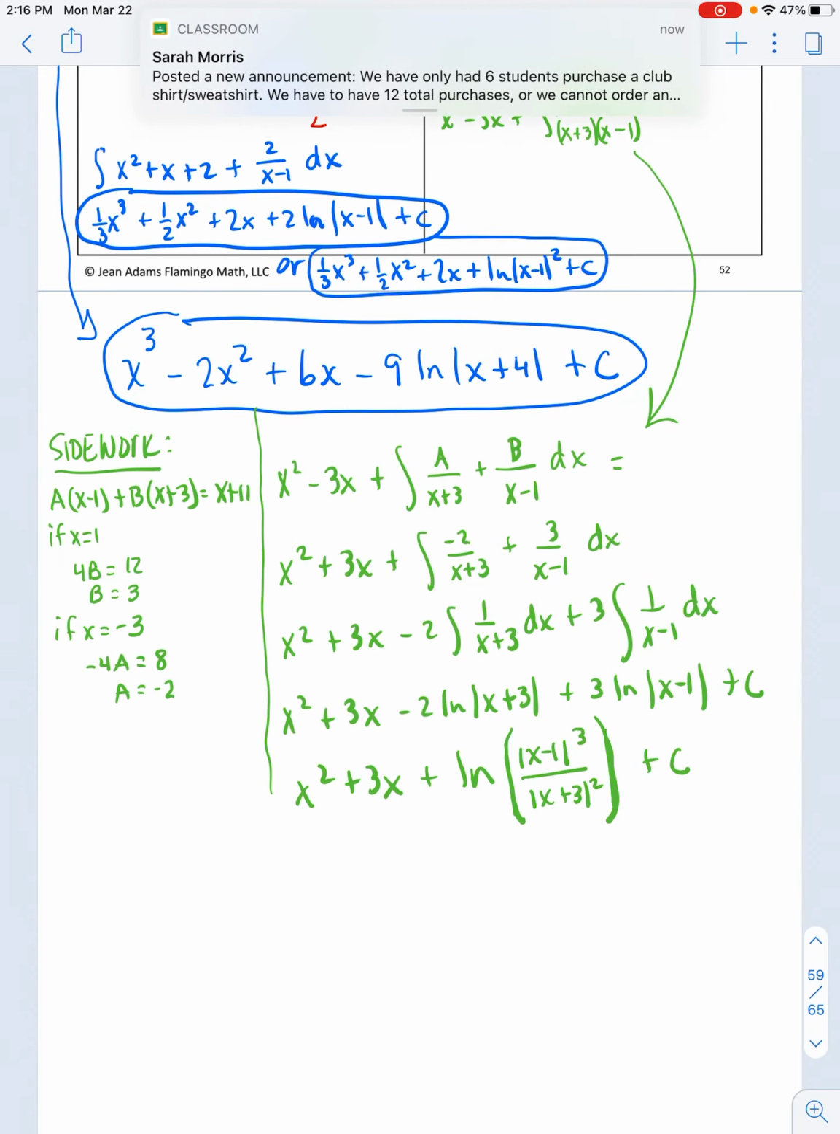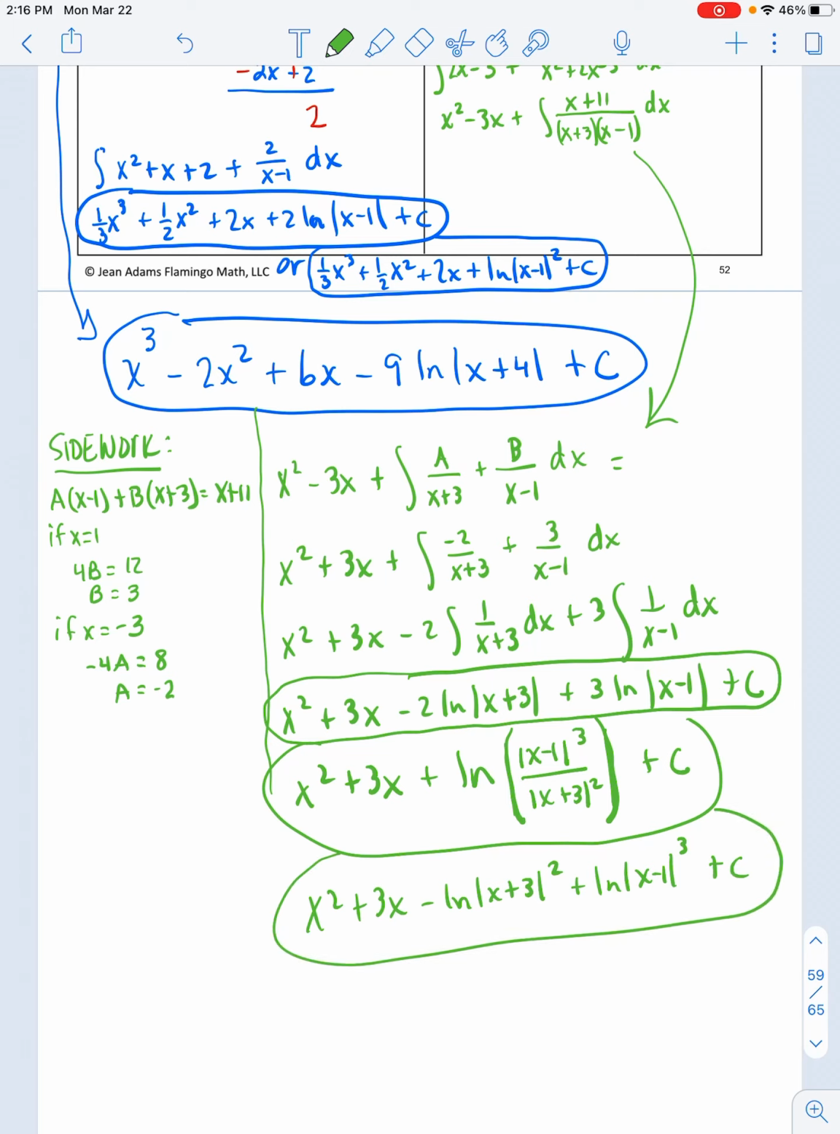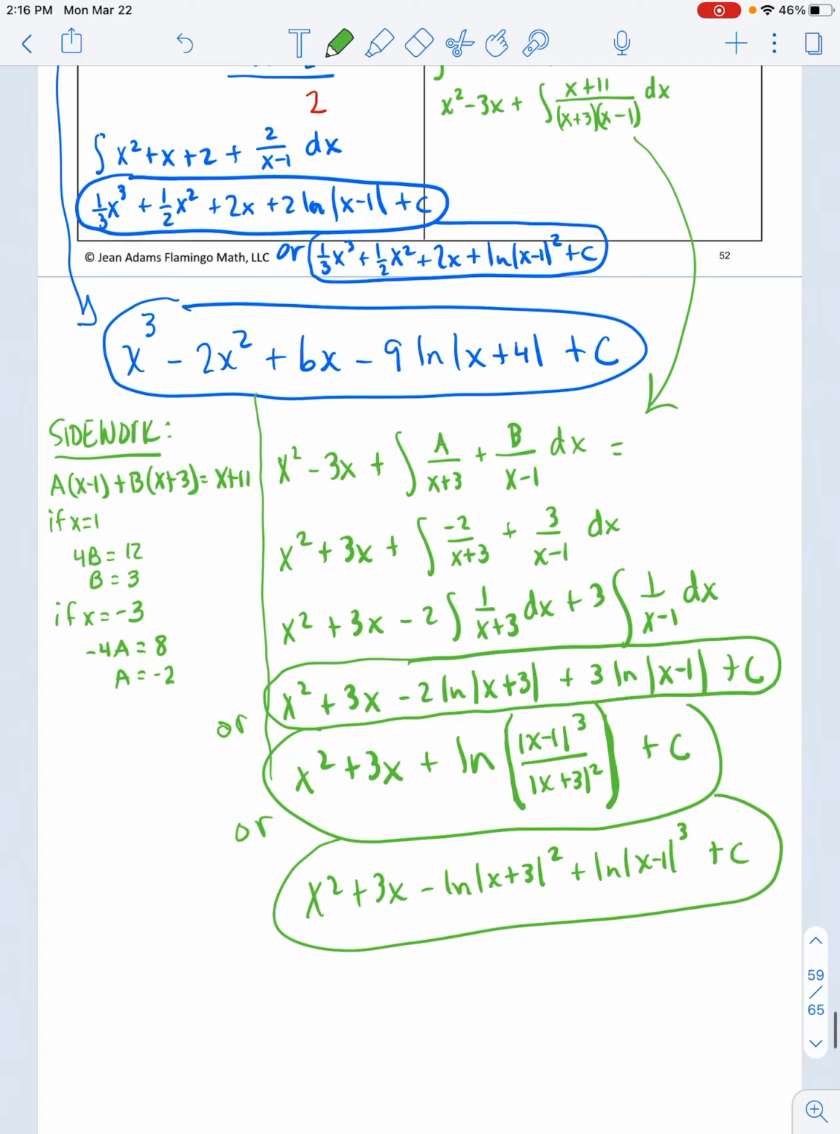Okay, so there's actually a few different ways to write this answer. You could have left the answer like this. You could have written it like that. You also could have written it like I was doing with the other ones, and just leave it as the minus ln of the absolute value of x plus 3 squared plus ln absolute value of x minus 1 to the third power. So 3 different ways to write that answer.